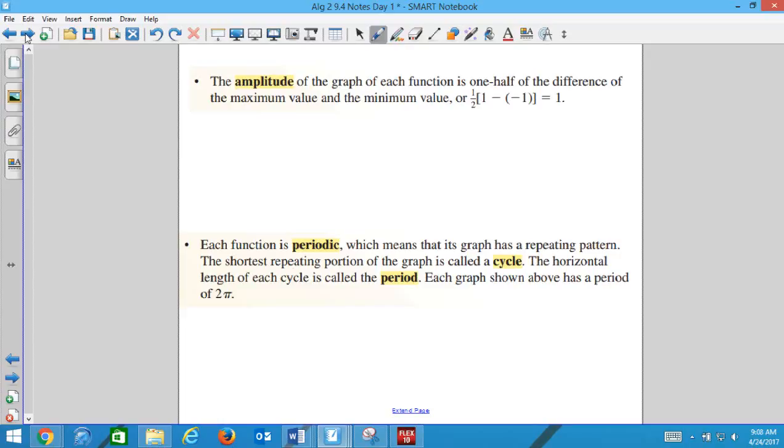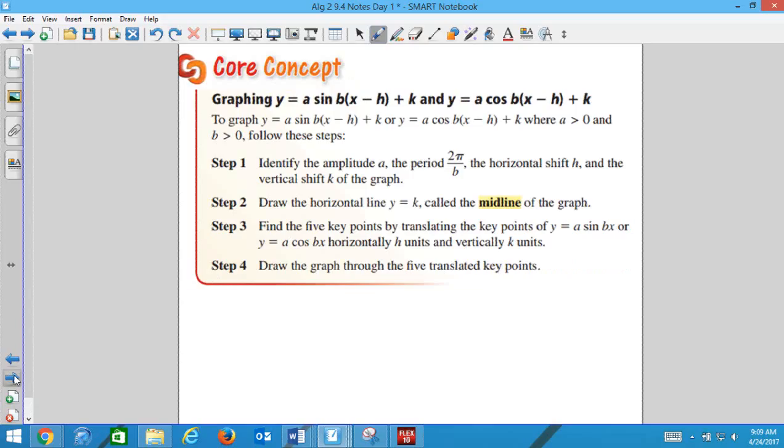And then each function is periodic, which means that the graph has a repeating pattern. The shortest repeating portion of the graph is called a cycle. The horizontal length of each cycle is called the period. So, like I said, these graphs have a period of 2 pi, but we're going to change that. So when we go to graph, there will be transformations on it. Today, we're only going to do amplitude and period transformations. That's all we're going to do today is amplitude and period transformations.